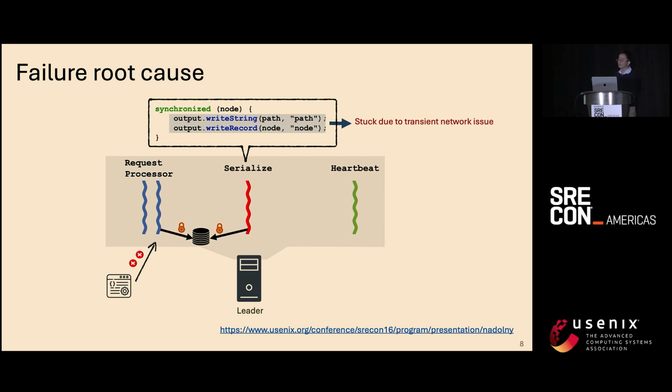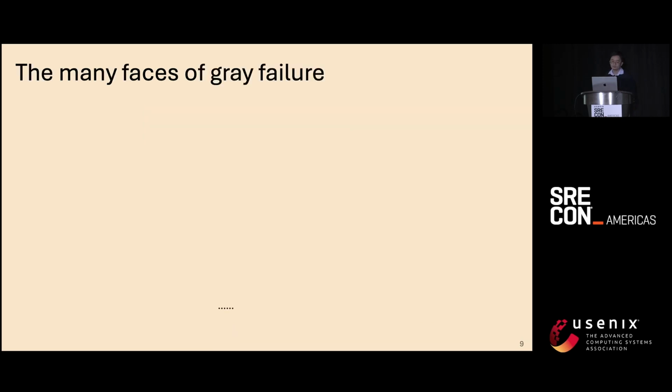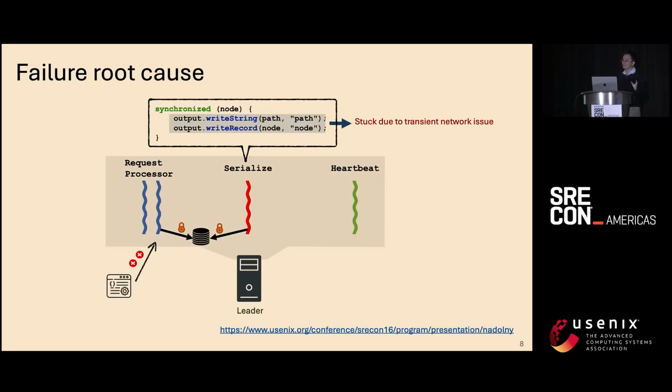And there's a fascinating story about how this failure was diagnosed. That was a talk given at SREcon 8 years ago. So if you're interested, you can check out this talk. So just a quick show of hands, how many of you have encountered problems like this? Maybe not in ZooKeeper, but in some of the systems that you have seen. Quite a few. That's good to know. But I know it's a pain point in practice.